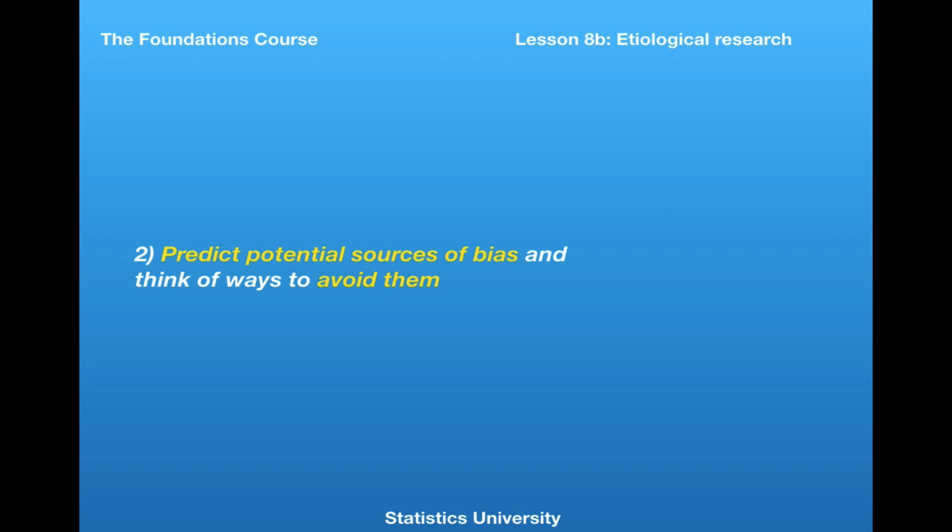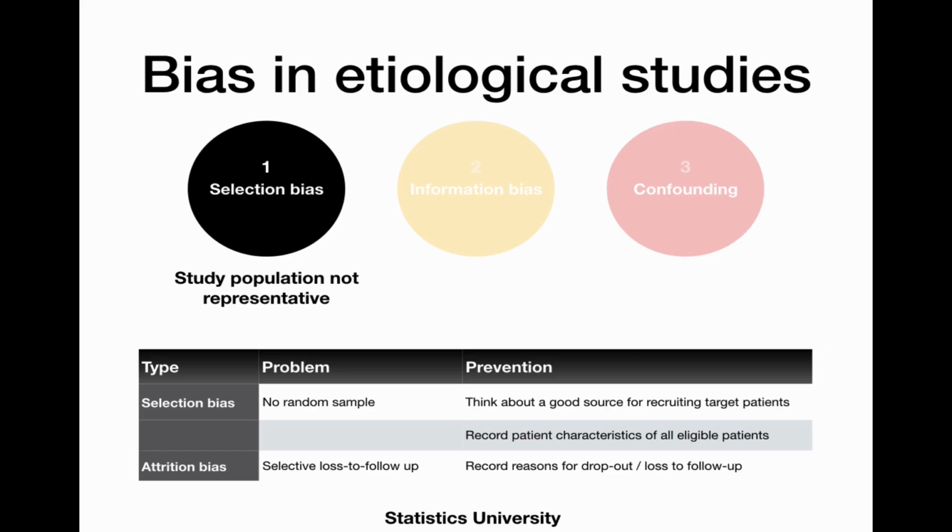Now, the second point brought forward by the GCR approach is that we should predict potential sources of bias ahead of time and then think of ways to avoid them in our study design. And of course, we have the three types of bias. Selection bias can be an important problem in etiological studies where the study population is not representative.